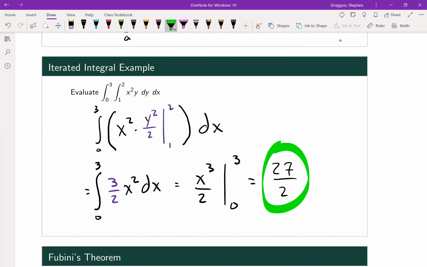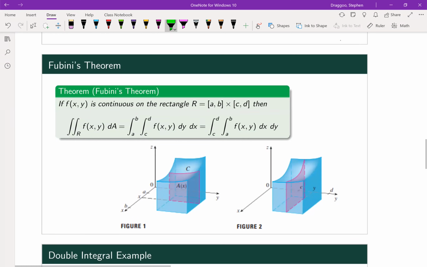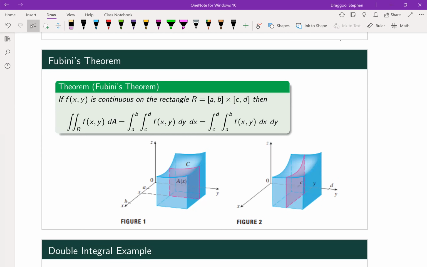So as we stated a moment ago, when we do iterated integrals on a definite region, our final result should be some scalar, just a constant number. So let's take a look at Fubini's theorem, which is going to tie together the two somewhat similar looking ideas of a double integral and a set of iterated integrals.